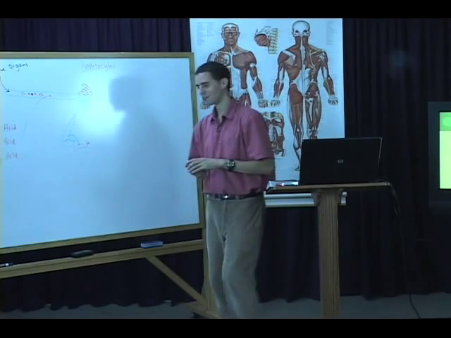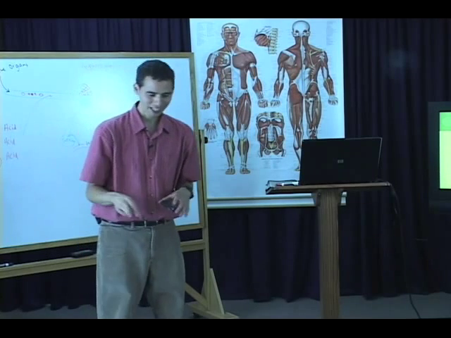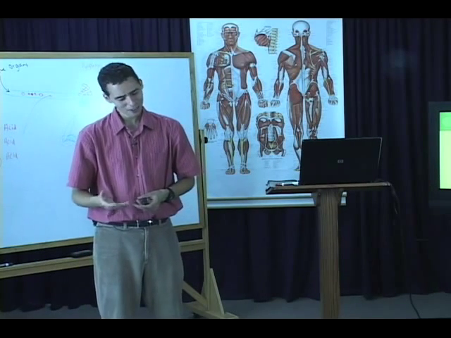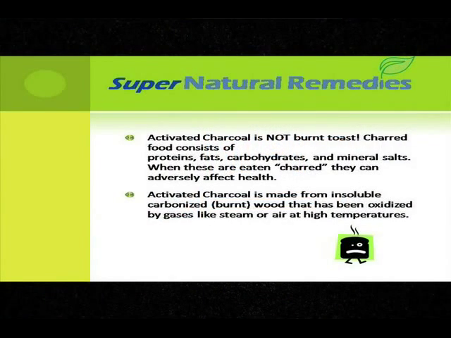I had a friend one time who put his toast in the toaster about 10 times. He liked it burnt. And he said, well, you know, I get my activated charcoal this way. And I want to tell you that that's not activated charcoal. Activated charcoal is something else. Charred food actually consists of burned proteins, fats, and carbohydrates. And these can actually be cancerous if we eat a lot of burned things. They can adversely affect the health.